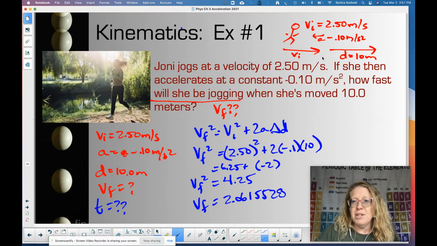It's going in this direction, right? My VF is now going the same direction. VF is still going that way, so that works. And I need to do sig figs and units.